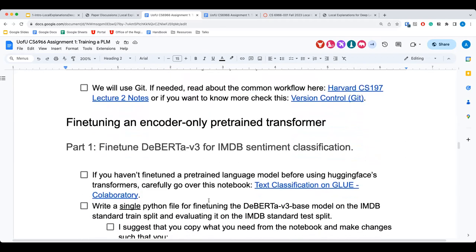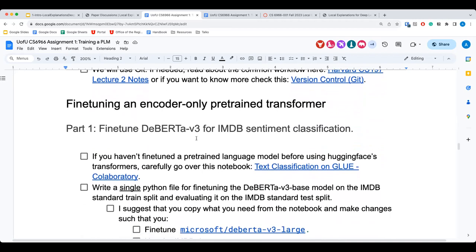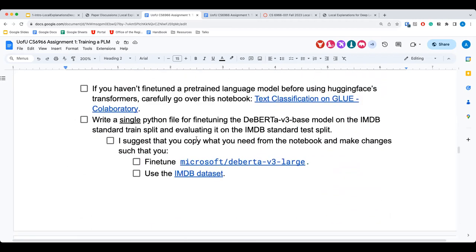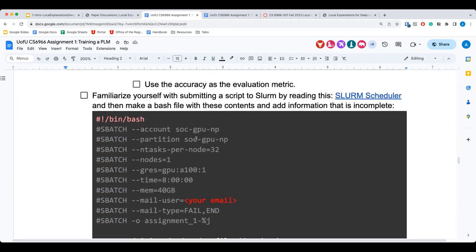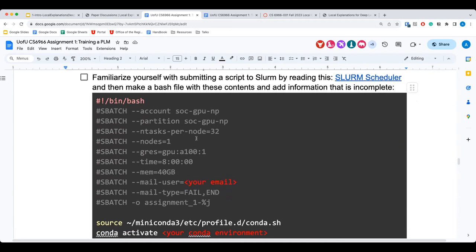And then once you figure all of that out, you will fine tune one of the pre-trained language models for a task of sentiment classification and do some error analysis, but you will be expected to run it on CHPC instead of somewhere locally. Again, I gave you instructions of how to do that.